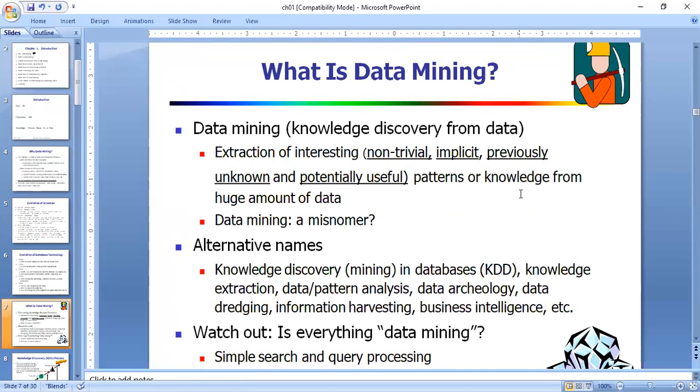The other names for data mining are knowledge discovery in databases, knowledge extraction, data or pattern analysis, data archaeology, data dredging, information harvesting, business intelligence, etc.